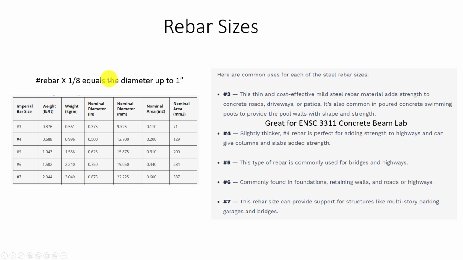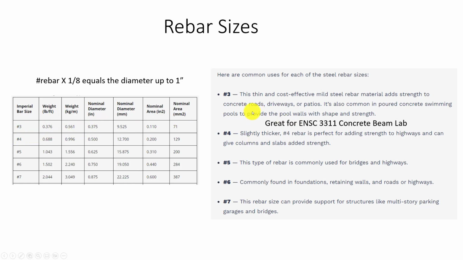So rebar sizes, we're going to be using a number 3 rebar in lab. So the number of the rebar times an eighth equals the diameter. This is pretty much true up to about an inch in diameter of bar, and then they have a little different method, but let's just worry about an inch and under for this lab. We're using number 3 bar, and we're going to be placing that into our concrete.